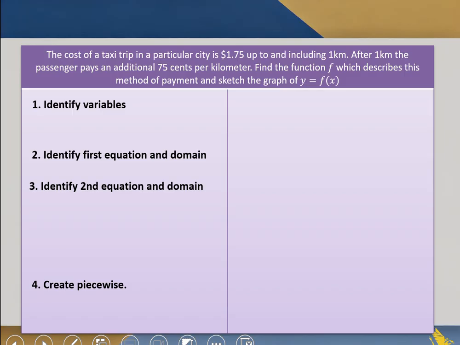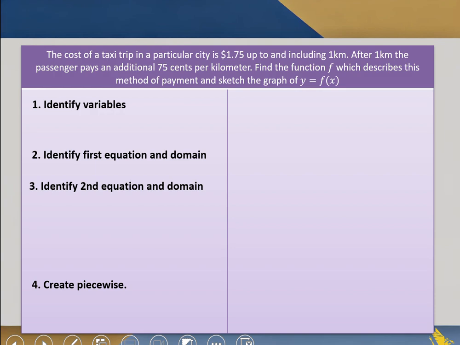The first one: the cost of a taxi trip in a particular city is $1.75 up to and including 1 kilometre. After 1 kilometre, the passenger pays an additional 75 cents per kilometre. Find the function f which describes this method of payment and sketch the graph of y equals f of x.